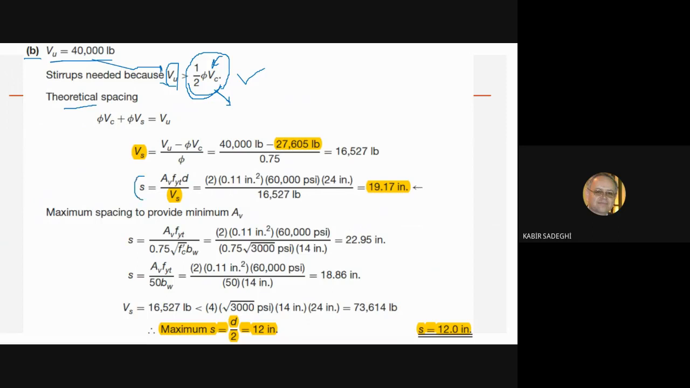First, we calculate VS from this formula, and apply the values VU, and it was phi VC. Divided by phi, we find VS, the contribution of stirrup in shear force. We apply this value that we found here for VS.